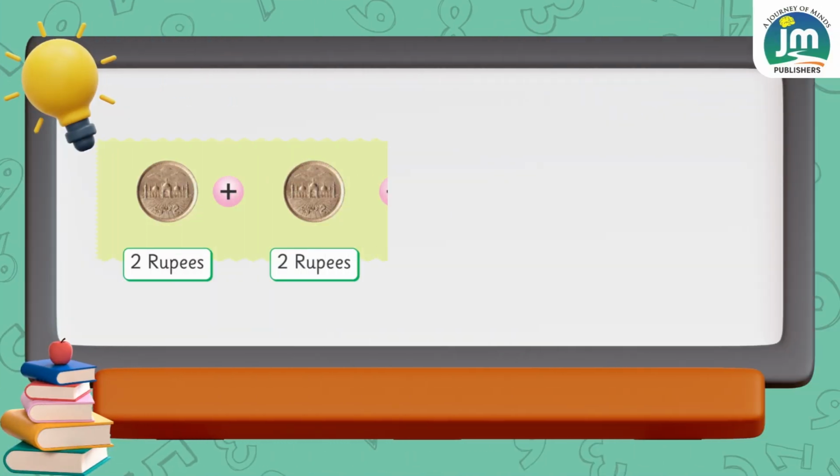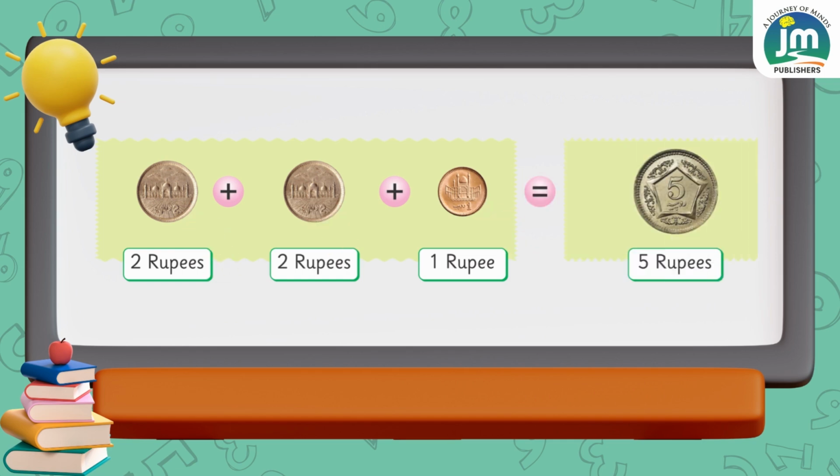Example number 1 में देखिए. Here we have 2 rupees coin, 2 rupees coins and 1 rupees. Let's add them. 2 plus 2 plus 1 equal to 5 rupees.